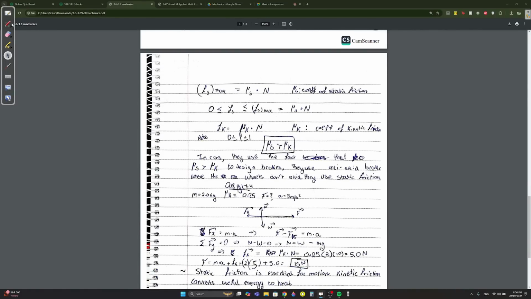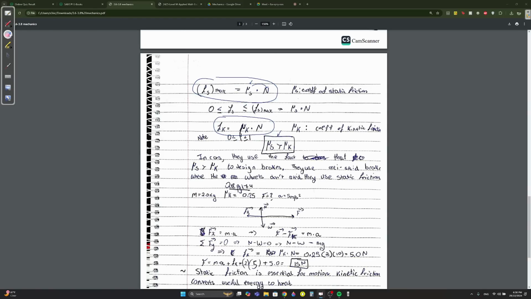Fs max. These are the formulas you need to know. Static friction is greater than kinetic friction. Static friction is equal to mu s times N. Kinetic friction is mu k times N. They're always given in the question. Sometimes they ask you to find it.